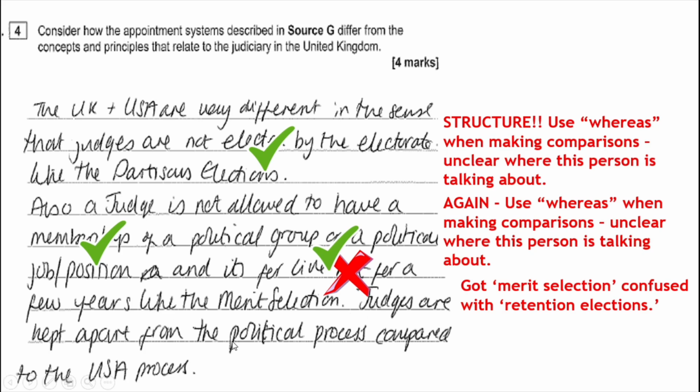Finally, the response finishes with the following sentence. Judges are kept apart from the political process compared to the USA process. Here you can see that there is a bit of a comparison made, and we can make the assumption that the first part of this sentence refers to the UK, because they've specifically said compared to the USA process.